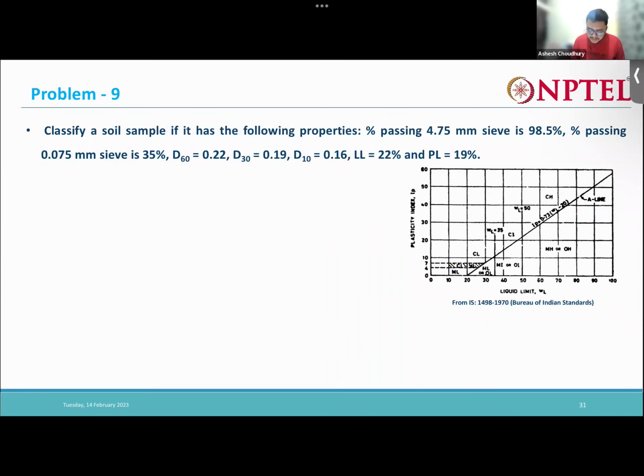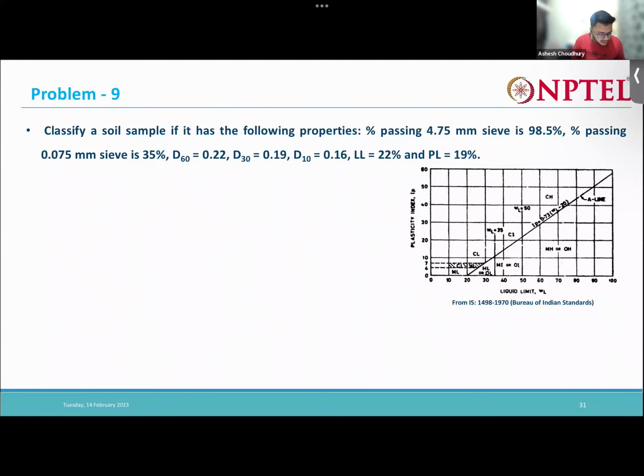Now let us come to the next problem. We need to classify soil, similarly to all the previous problems. The percentage passing through the 4.75 mm sieve is 98.5%, and the percentage passing through the 0.075 mm, that is 75 micron sieve, is 35%. Some other parameters are also given: the D60 size, D30, and D10 sizes, the liquid limit, and the plastic limit. Everything is given to you. You need to classify the soil.